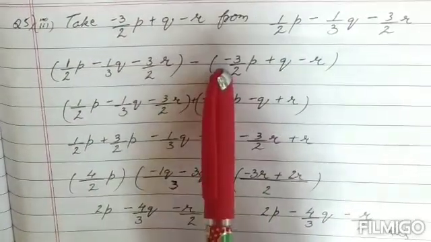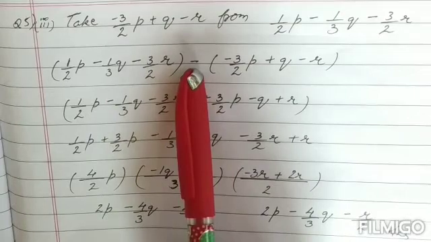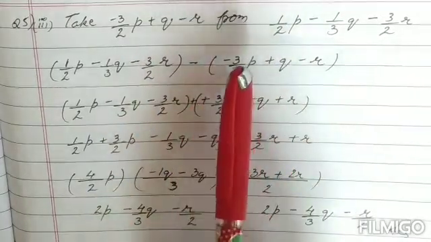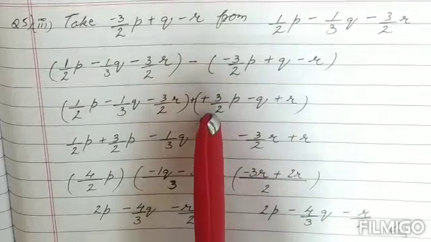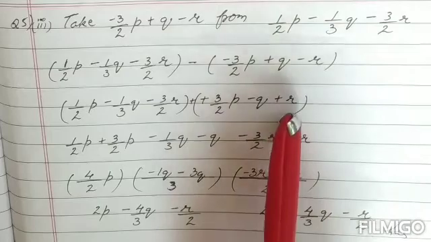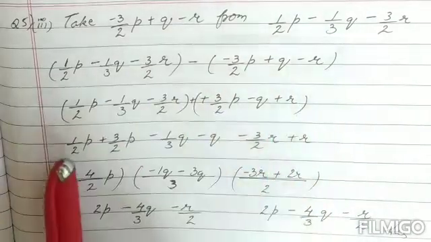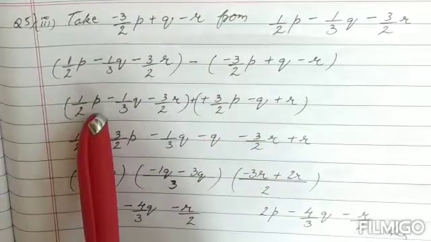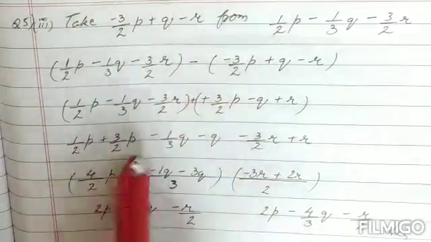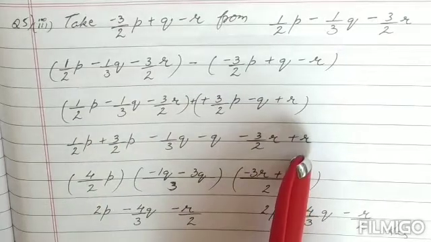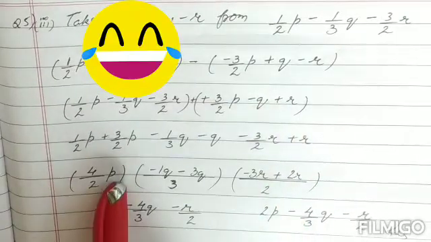Now just now I told you, children, if there is a minus sign outside the bracket, the signs inside will get changed. So my minus 3 upon 2 will be written as plus 3 upon 2, plus q will become a minus q, and a minus r will become a plus r. Then again rearrange from both the polynomials, rearrange the like terms together and write them together as I have written in the second step. Then according to the fractions, children, you have to solve.